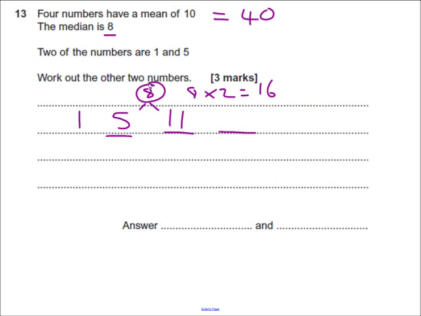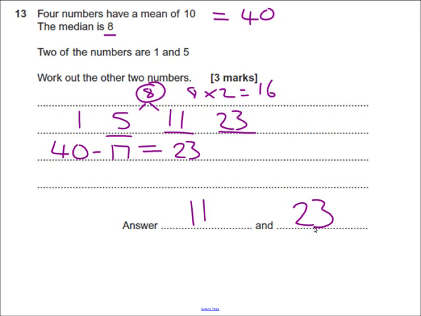The only other number we need to work out is the final number. Well, we know the total is 40, and we need to take away the 3 numbers that we have already. So 11 plus 5 plus 1 is 17. Take 17 from 40 and you end up with 23 as your final number. So the missing numbers are 11 and 23.